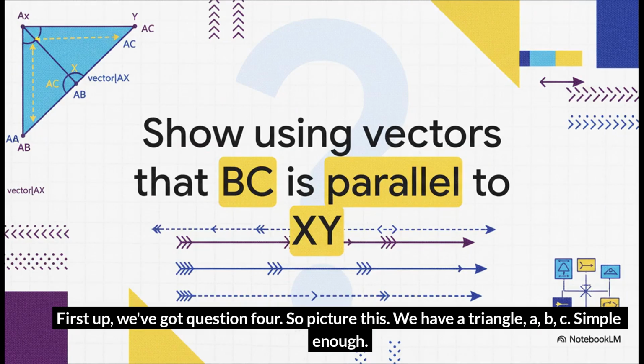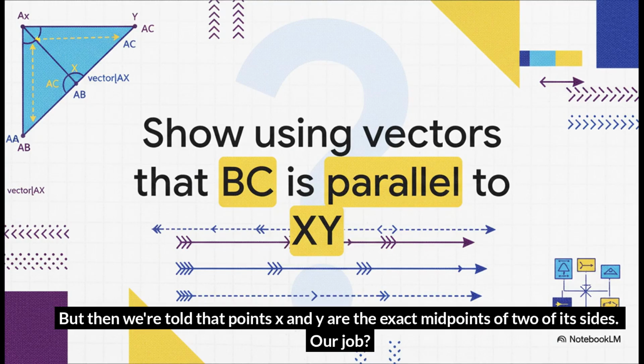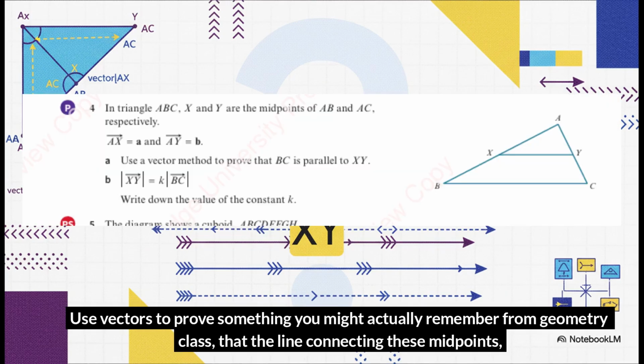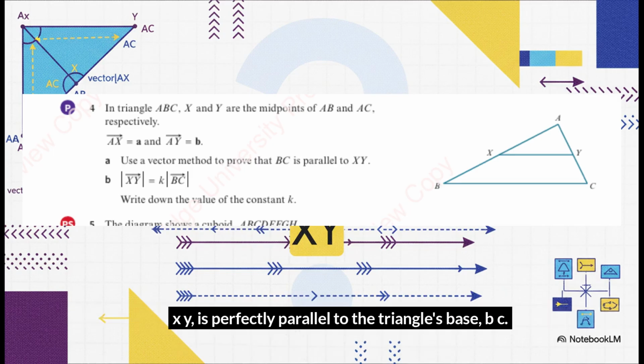First up, we've got question 4. So, picture this. We have a triangle, ABC. Simple enough. But then we're told that points X and Y are the exact midpoints of 2 of its sides. Our job? Use vectors to prove something you might actually remember from geometry class, that the line connecting these midpoints, XY, is perfectly parallel to the triangle's base, BC.